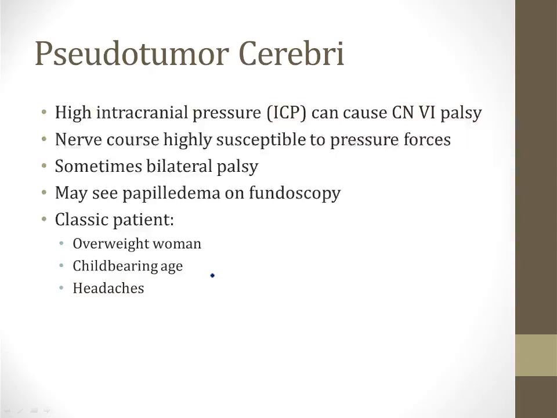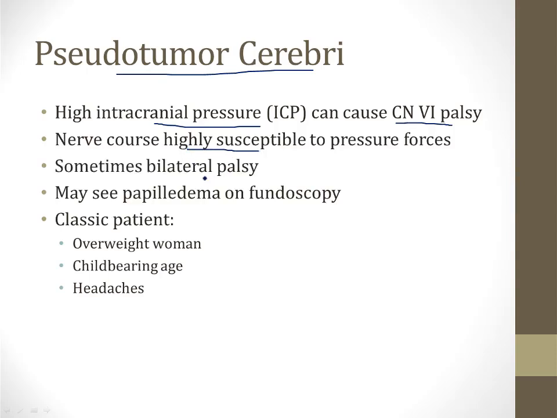One potential cause that you always want to think of when you see a description of a cranial nerve 6 palsy is pseudotumor cerebri. I discussed this condition in detail in the module on ventricles and sinuses. Pseudotumor cerebri occurs when there is high intracranial pressure. This can lead to a cranial nerve 6 palsy. The course of cranial nerve 6 is highly susceptible to pressure forces when the intracranial pressure becomes elevated.